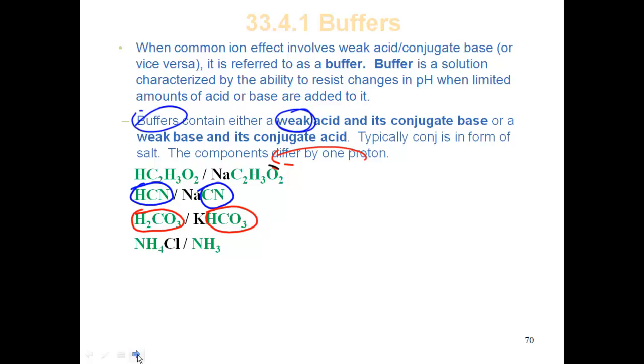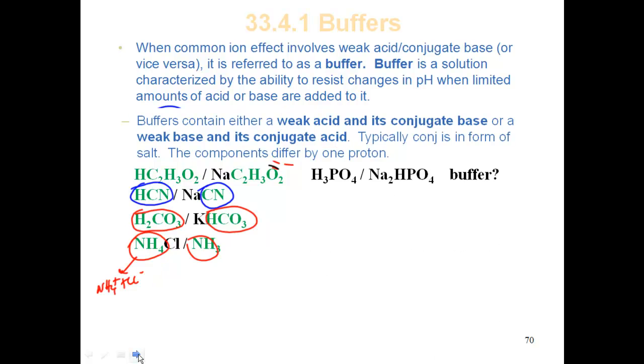What about ammonium chloride and ammonia? Well, the molecular species in this case is the ammonia, but we're still talking about a weak base and a conjugate acid, differing by one proton. Ammonium chloride will break up into NH4 plus and Cl minus, and your ammonia. So we're talking about a conjugate acid-base pair, except we have a molecular species as the base, and our conjugate acid is the ammonium ion.